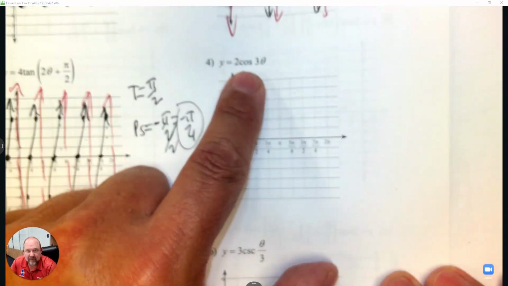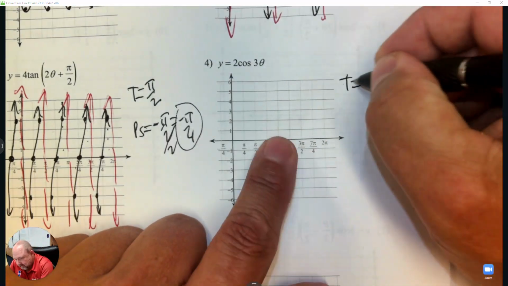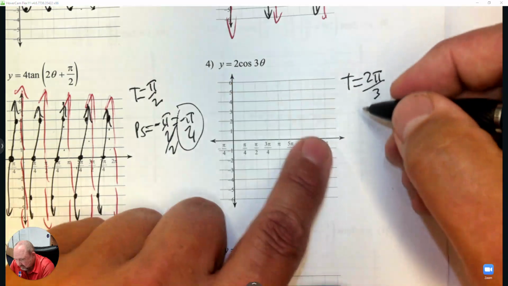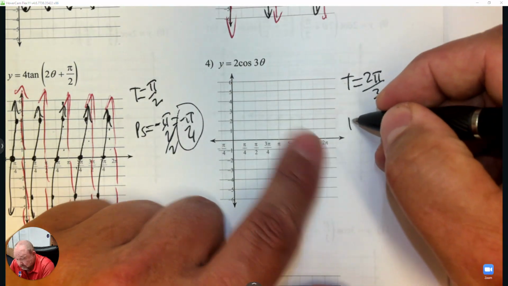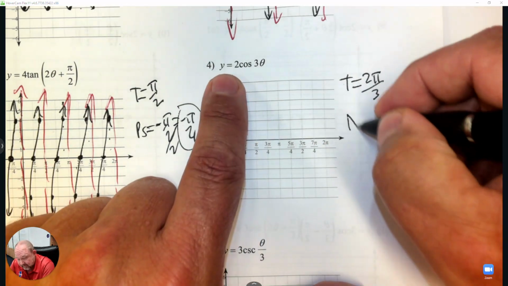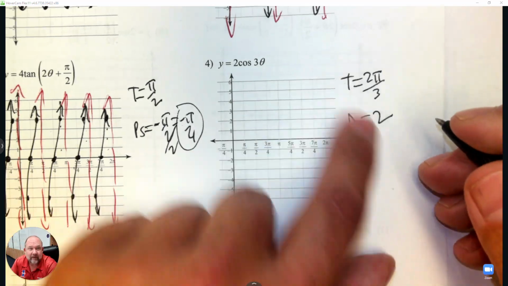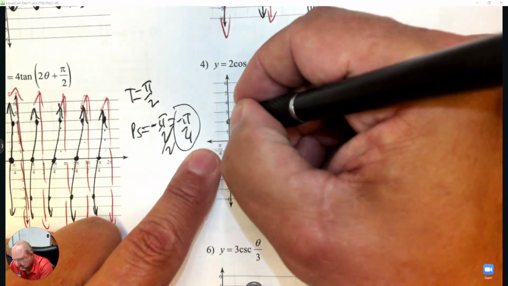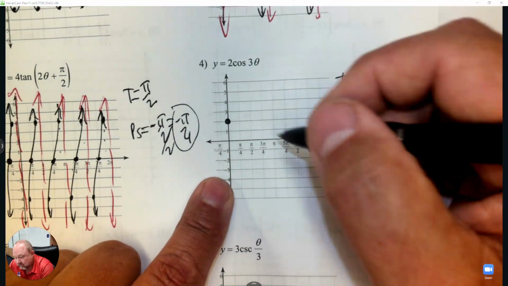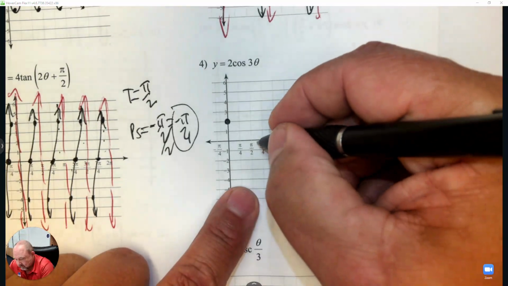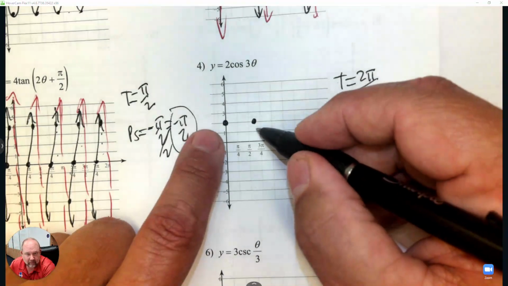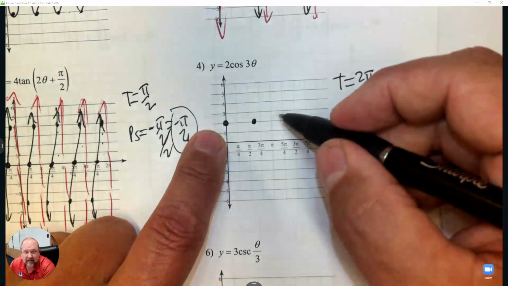All right, cosine, period, that's 2 pi divided by 3. The phase shift, we don't have a phase shift or mid shift, so that's the amplitude, and it's 2. So those are the only things. So I'm going to start at 0. It starts at the maximum, at 2. And then I have to find 2 pi over 3, which is right here in the middle between pi over 2 and 3 pi over 4. So there it is. So like 2.5.